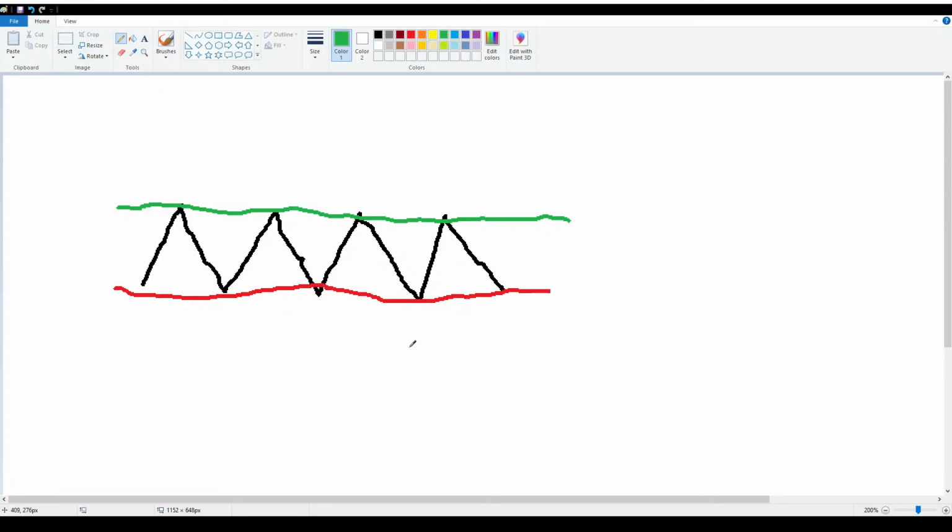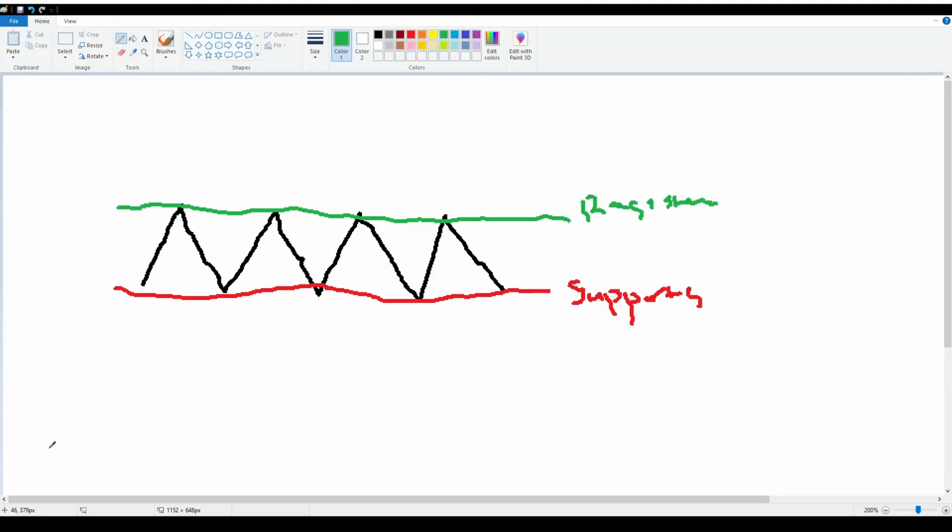Now these levels have names, right? The bottom level, they call this the support, which, when some trading mentors try to explain it, they call it the floor of the market. And then the top level is the resistance.